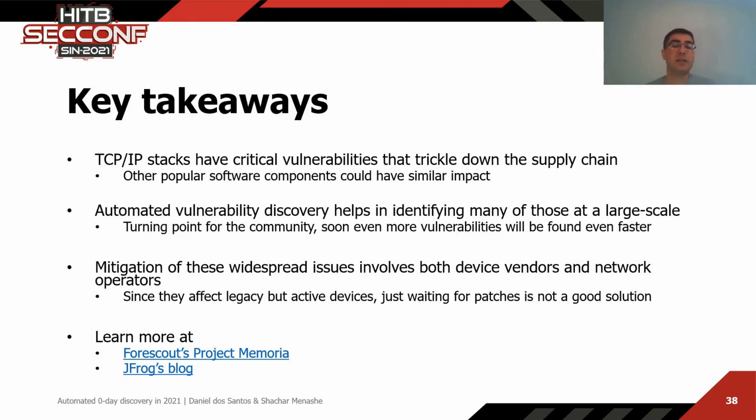So we believe that this is a turning point for the community. So soon there will be even more vulnerabilities found even faster. It goes back to what we were discussing in the previous slide. Really, the pace of vulnerability discovery is only set to increase, and that has several implications for the community, right? Mitigating these widespread issues involves both the device vendors and the network operators. So it's important that device vendors patch these issues, or hopefully find them even before devices are actually being distributed and sold and so on.